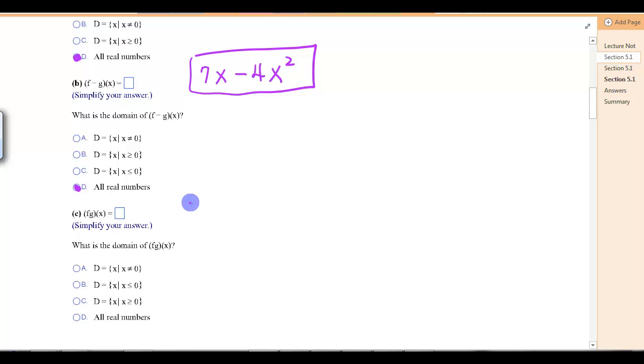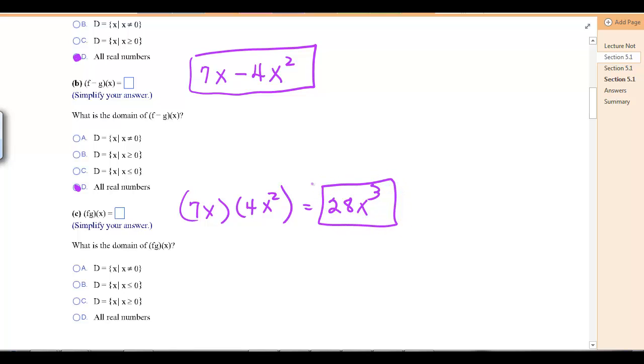Multiplying, we're going to have 7x times 4x squared. We'll go ahead and multiply that out and get 28x cubed. Domain, any issues? No, we got all real numbers.